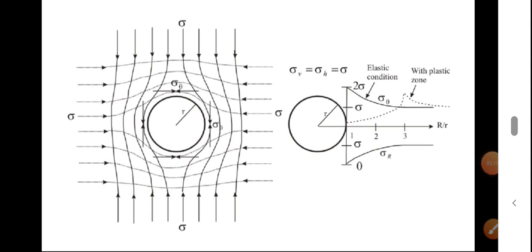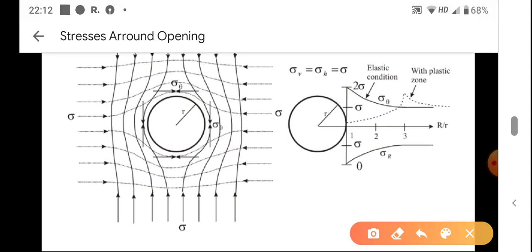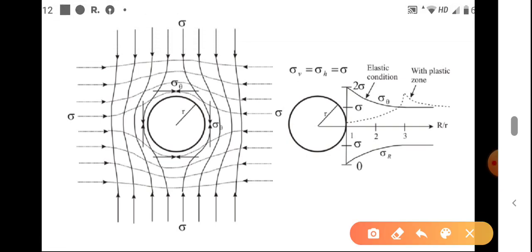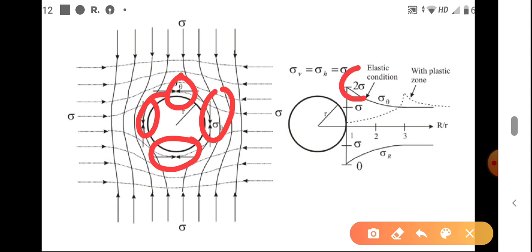Many of you may have noted it correctly, that stresses around the edges, where concentration is maximum, are the important points to consider when you are designing a tunnel or an underground excavation. The stress close to the edge, or better I would say the disturbance close to the edges, is the maximum, and that's where your failures are most likely to occur. So basically you are more concerned about the stresses close to the edges.